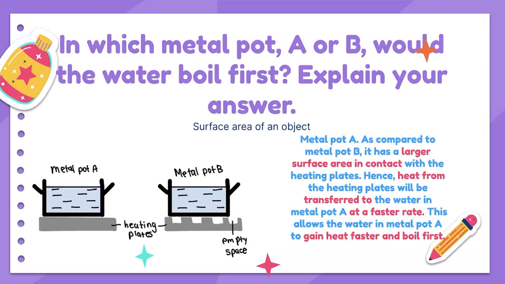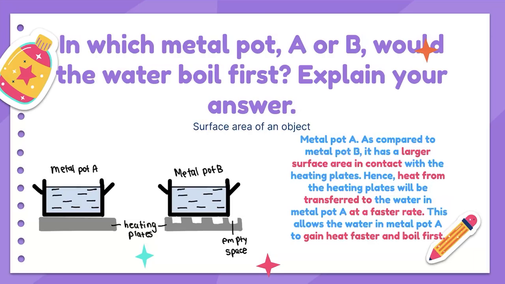Metal pot A, as compared to metal pot B, has a larger surface area in contact with the heating plates. As you can see, this is because of the empty spaces in the heating plate of metal pot B. Hence, heat from the heating plates will be transferred to the water in metal pot A at a faster rate.